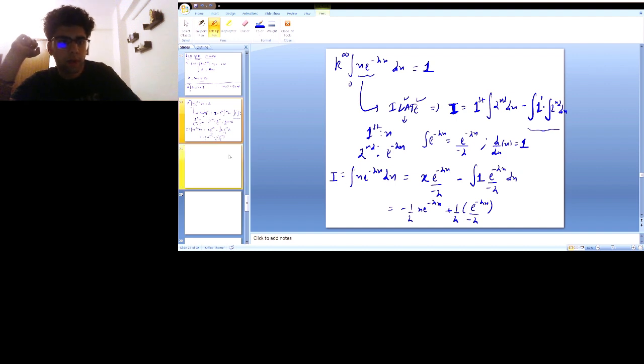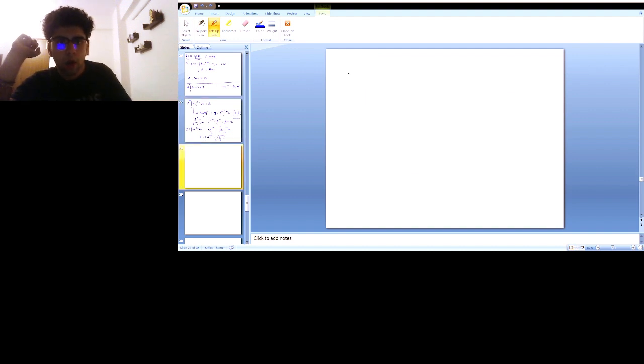I'll go to the next page, and this gives me, so my integral is now minus 1 upon lambda x e to the power minus lambda x, minus 1 upon lambda square e to the power minus lambda x.